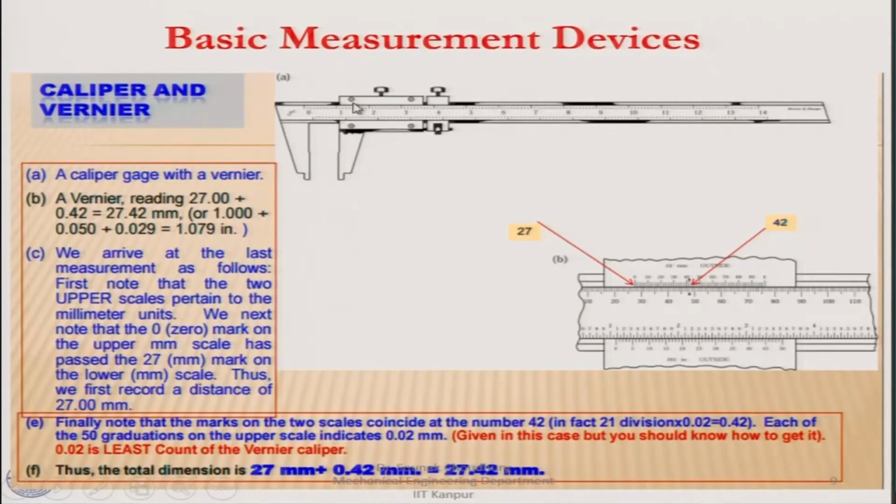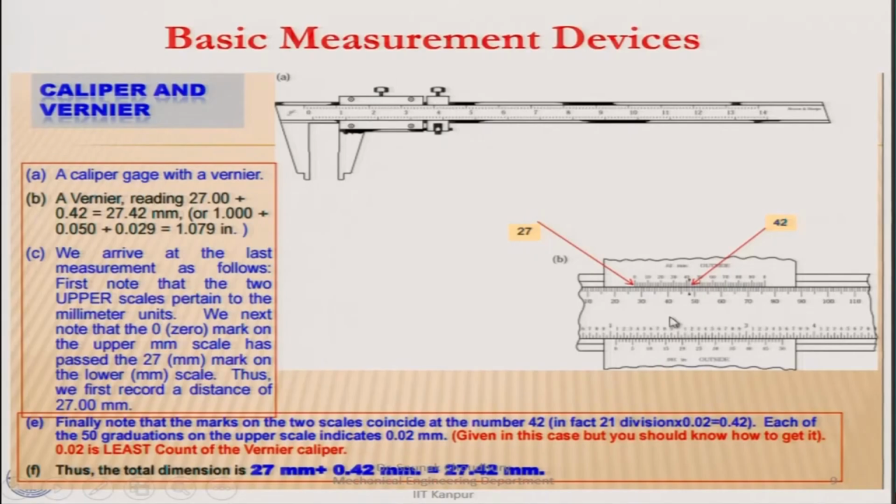Or the same vernier caliper can be used for measuring the internal hole. In that case, this is the fixed jaw, this is the movable jaw. Between these two jaws, the diameter of the internal hole can be measured. Now, here this is given exaggerated. This is just to show how to read the main scale and the vernier scale, and overall how to read the diameter when you are measuring it.